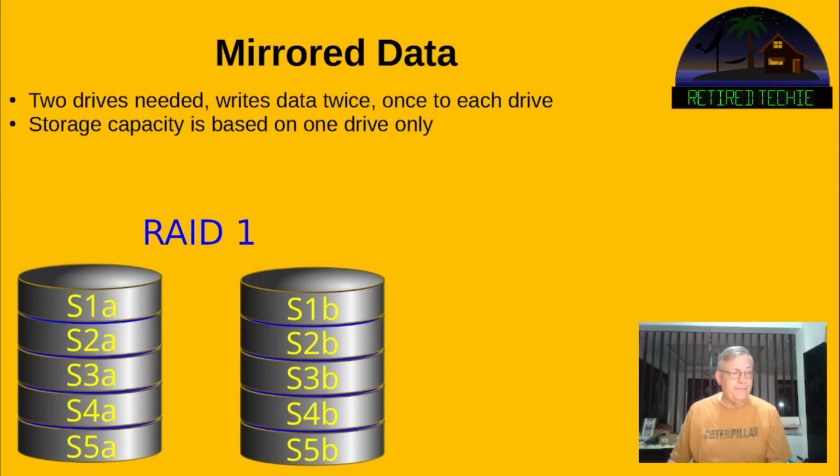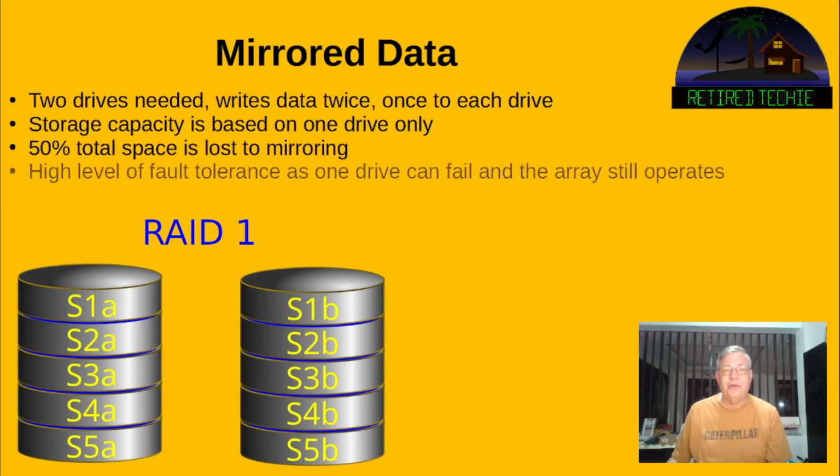You've got 50% of space because one is lost to the mirror, or identical copy, of your data. So not what I call super efficient storage-wise, but it's very good for recovery. High level fault tolerance: one drive can totally fail and you still have all your data and the array still operates. However, this comes with a downside. There will be some possible performance degradation.